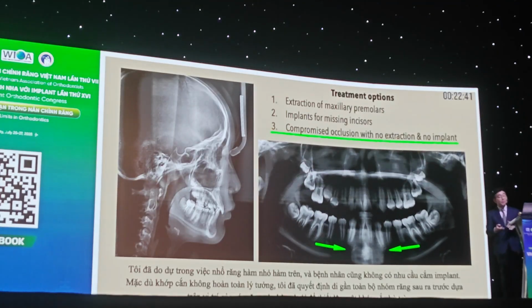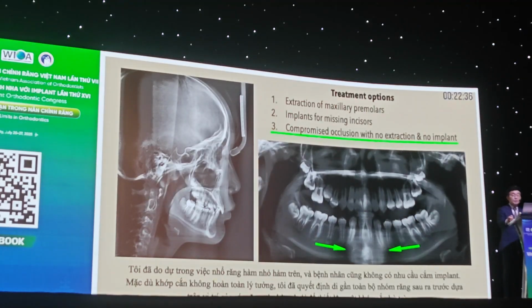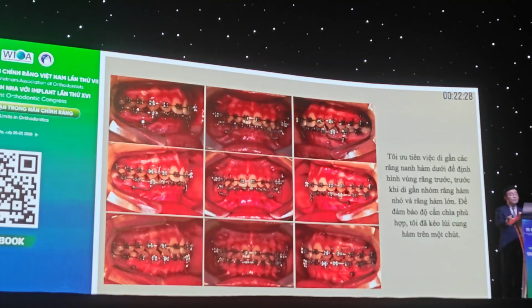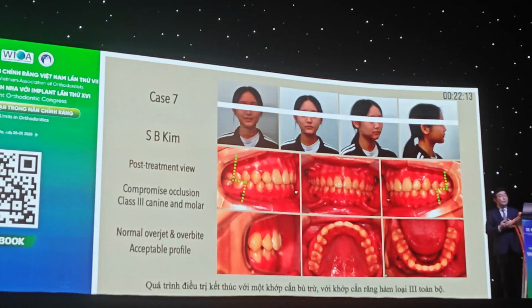While the occlusion is not completely ideal, I decided to advance all the posterior teeth based on the positioning of the mandibular incisors to establish a compromised occlusion. I prioritized the forward movement of the mandibular canine to shape the anterior region before advancing the premolars and molars. To ensure an appropriate overjet, I slightly retracted the maxillary arch. The treatment concluded with a compromised occlusion exhibiting a full step with a prominent class 3 molar relationship.